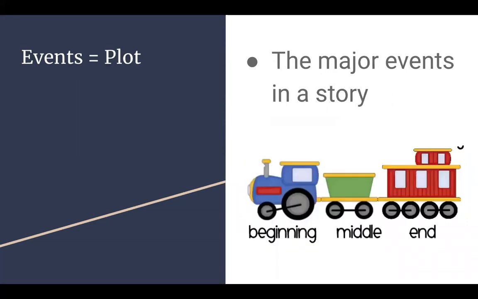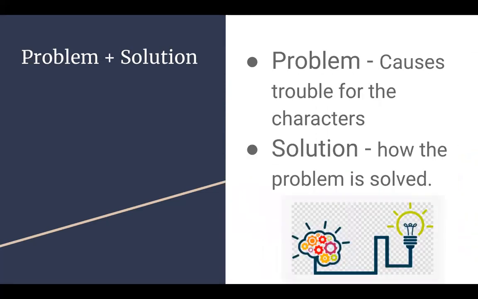The next story element is the plot. And right now we're going to talk about this just looking at the major events in a story. When you read stories, usually there's a beginning, middle, and end, and we're going to learn how to identify the beginning, middle, end, and see what are events that are important and what are events that maybe don't count as much.